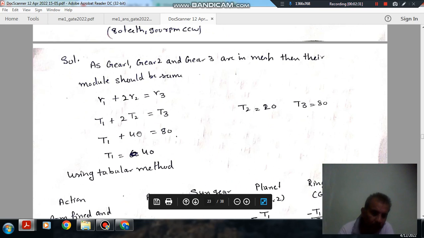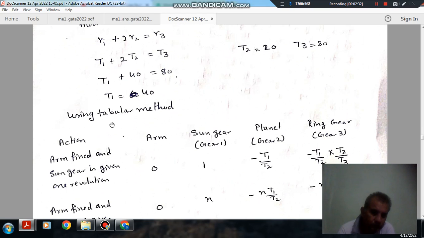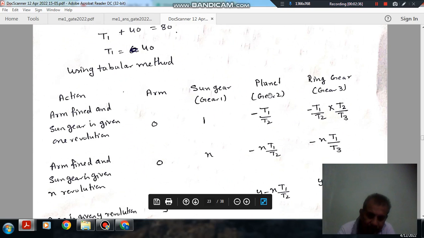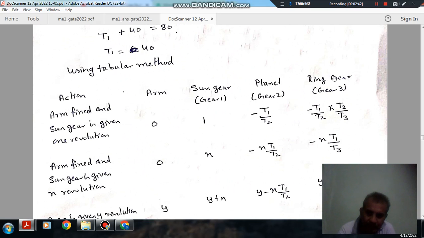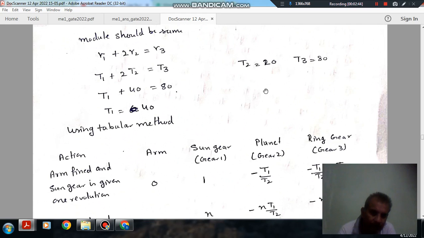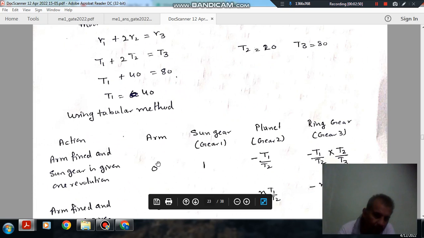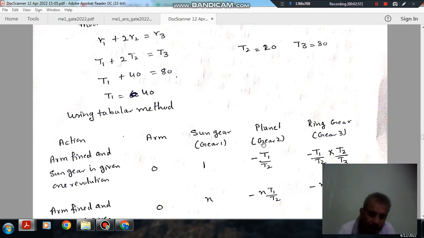Okay. Now using the tabular method, these are the actions we are taking, and these are the effects of the action, on arm, sun gear, planet gear, and ring gear. So suppose the arm is fixed and the sun gear is given 1 revolution. Then the arm will be having 0. So the arm is having 0 revolution and the sun gear is given 1 revolution.